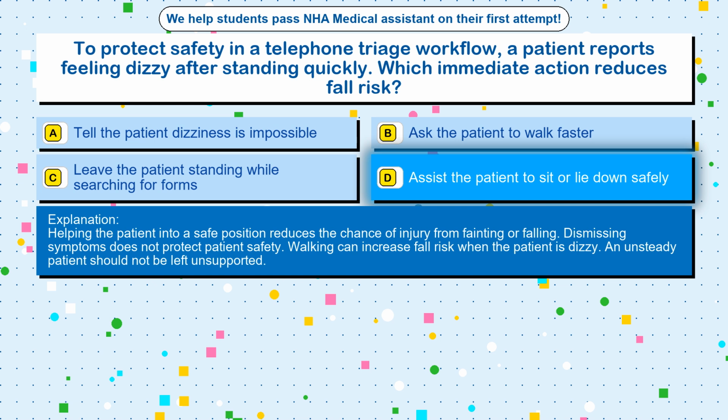Dismissing symptoms does not protect patient safety. Walking can increase fall risk when the patient is dizzy. An unsteady patient should not be left unsupported.